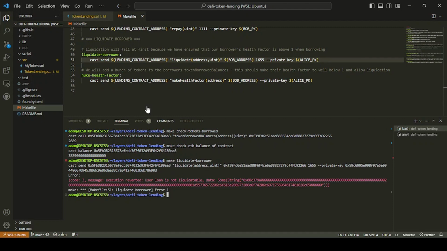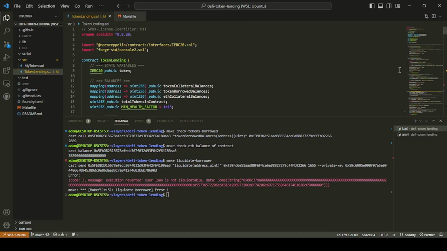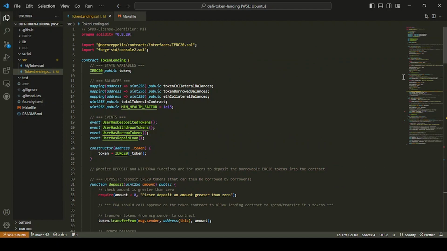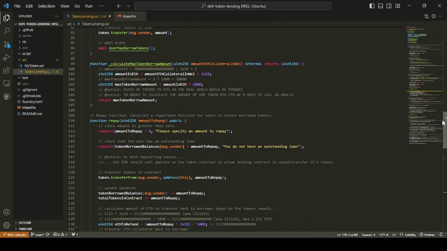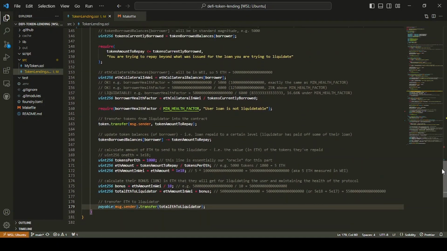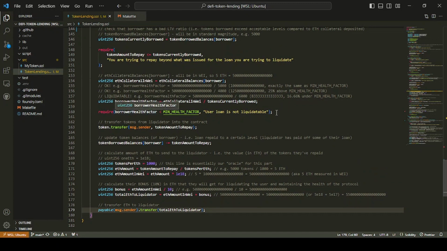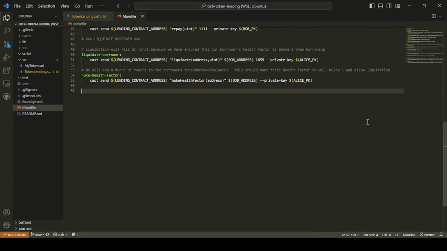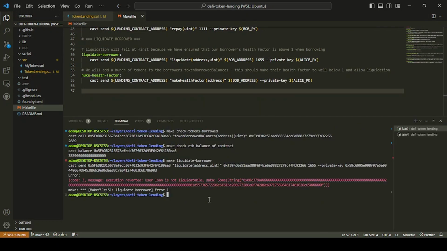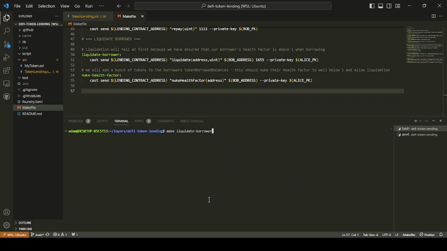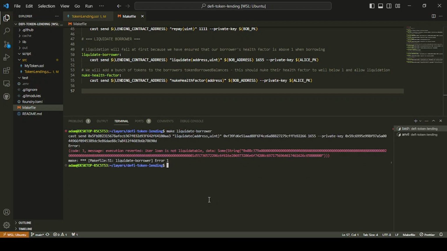User loan is not liquidatable. So as we said down here, let's minimize that for a second. As we said down here, user loan is not liquidatable because the borrower health factor is actually higher than the min health factor. So what we're going to do then is click back over, and I'm going to clear this, and I'll actually just run that again so you can see liquidate borrower. So here we go. User loan is not liquidatable.